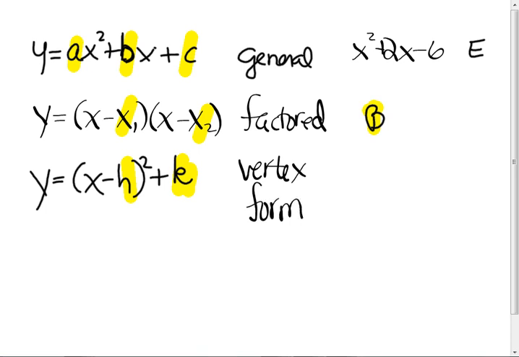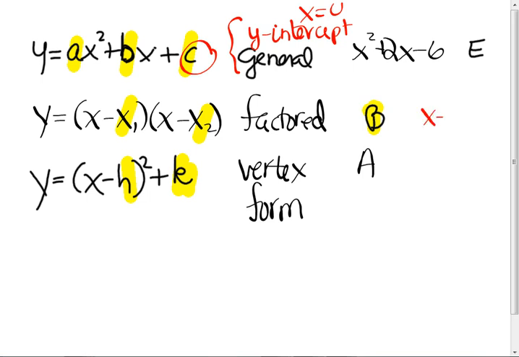Which one's in vertex form? Is A in vertex form? Yes. I haven't shown you how to read that yet. That we will. Okay, so general form, this one gives you the y-intercept. If you remember from like 15 minutes ago or longer, when x is 0, this gives you the y value of c. Factored form gives you the x-intercepts. That's why we want the different forms. Vertex form gives you the vertex.